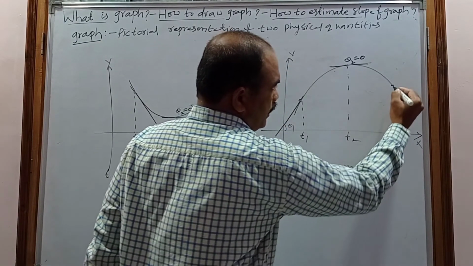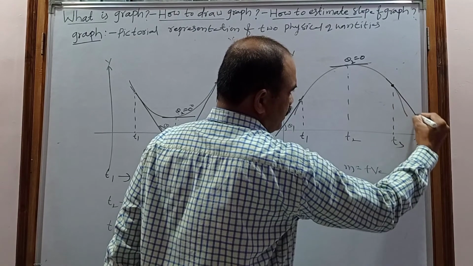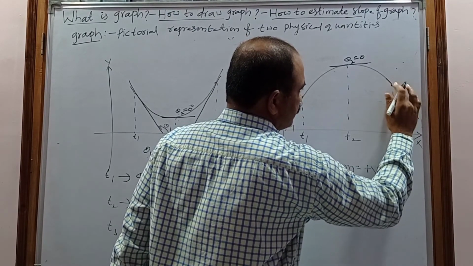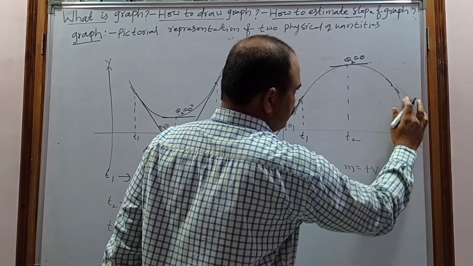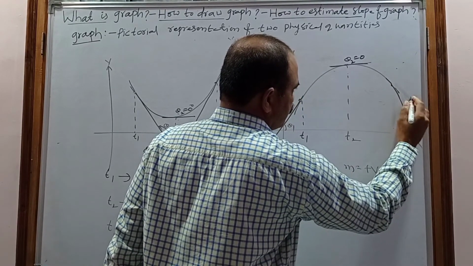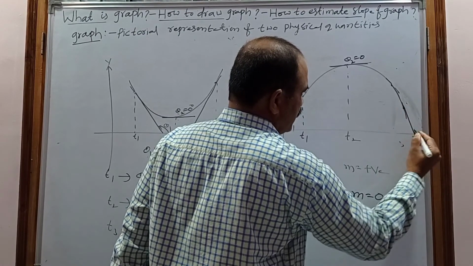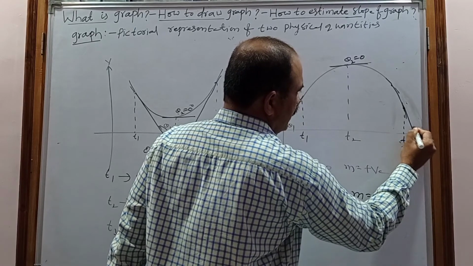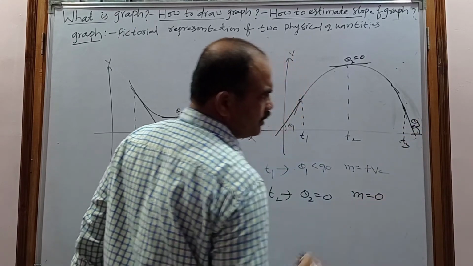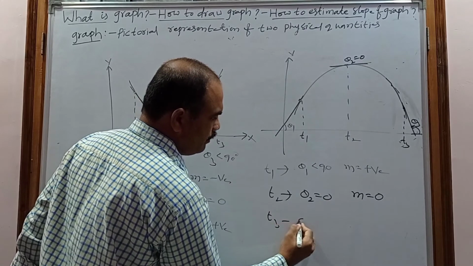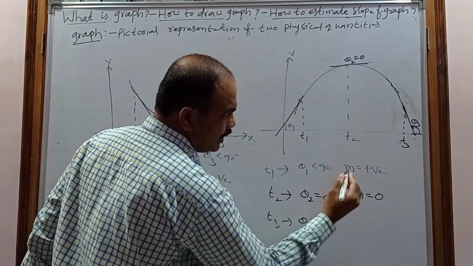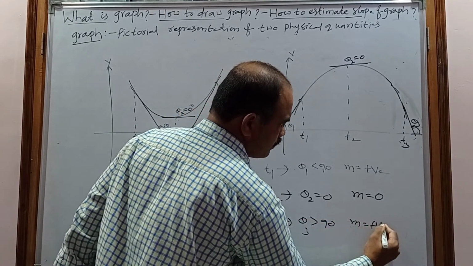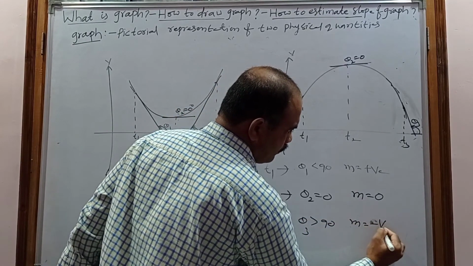Now at the t3 time, at this point when you draw the tangent, I am taking it here. This is a tangent drawn at the t3 time. What is the angle made by this line? This is theta 3. This will be greater than 90 degrees at the t3 time. So the angle made by the tangent with the x-axis will be greater than 90 degrees. So the slope is negative.